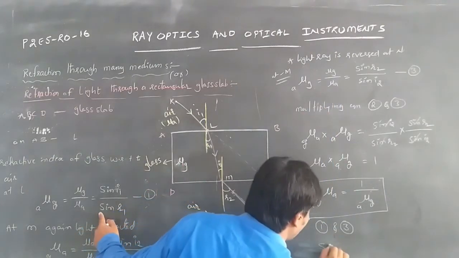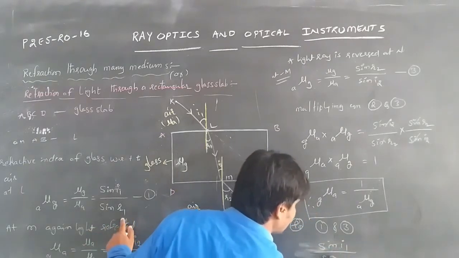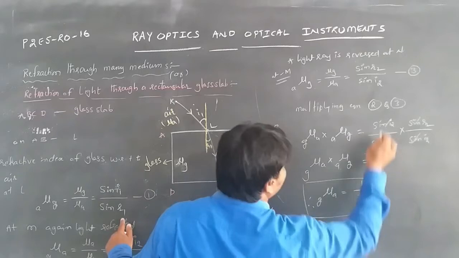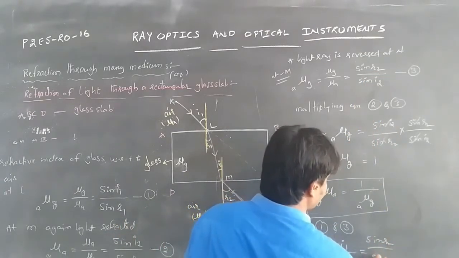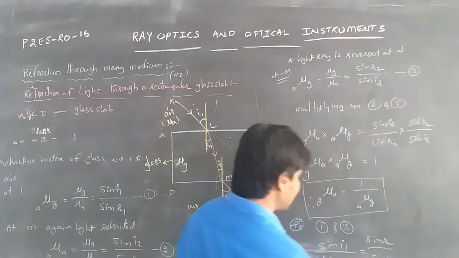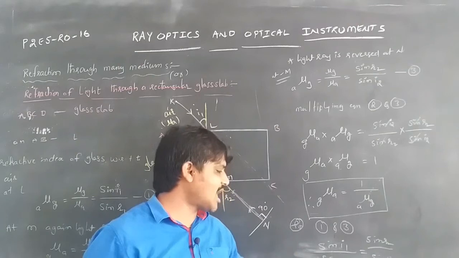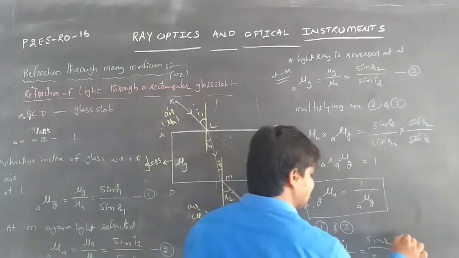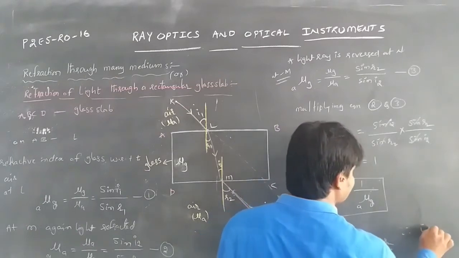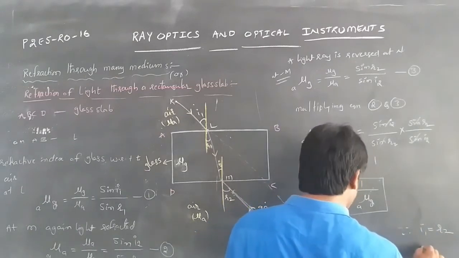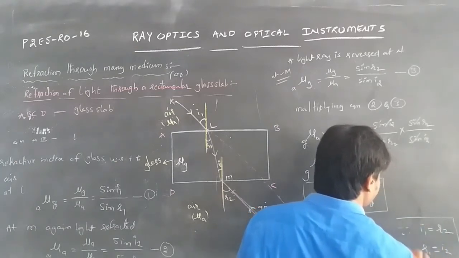Then we can write the equations: sin I1 by sin R1 is equal to sin R2 by sin I2. From that equation, I1 is equal to R2 and sin R1 is equal to I2. So from the angles we can write that I1 is equal to R2, and R1 is equal to I2.